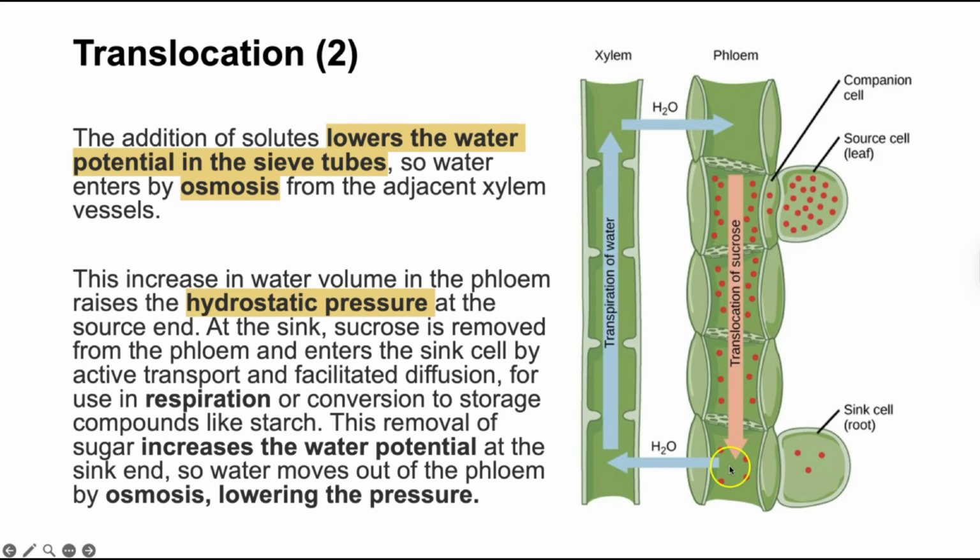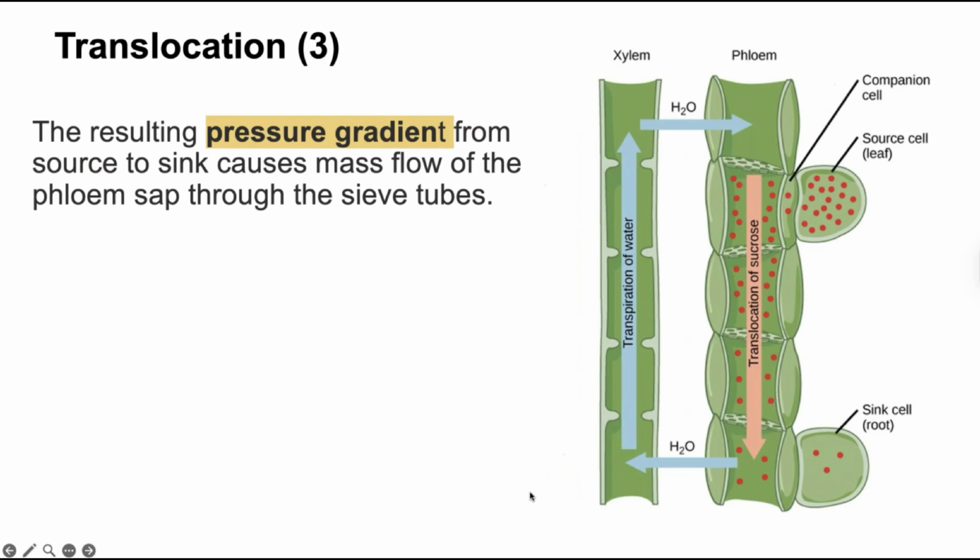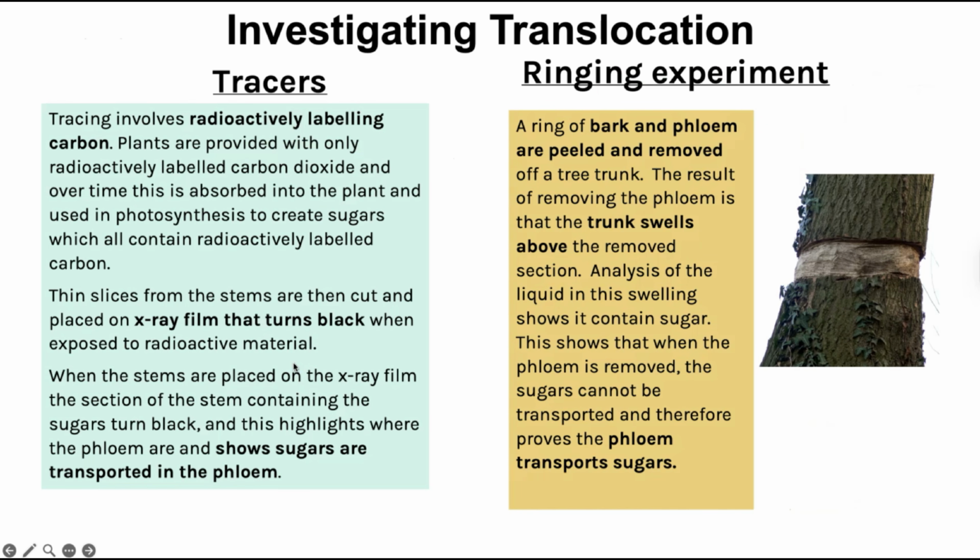That now means you have an increase in the water potential gradient, and water will move from the sieve tube element by osmosis back into the xylem. So it's that pressure gradient, the high hydrostatic pressure compared to a low hydrostatic pressure, because water enters by osmosis, water leaves by osmosis. That's what causes the mass flow, the mass transport of the sucrose solution from the source to the sink.